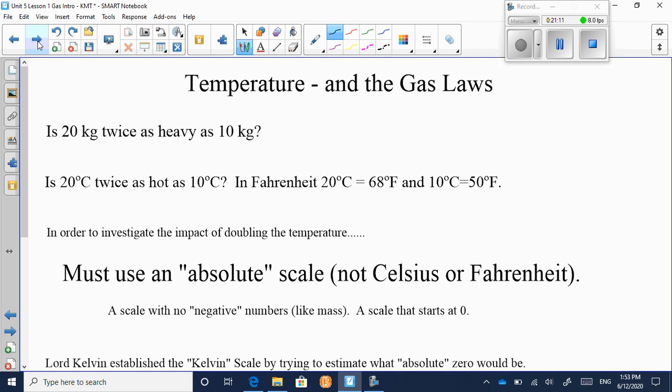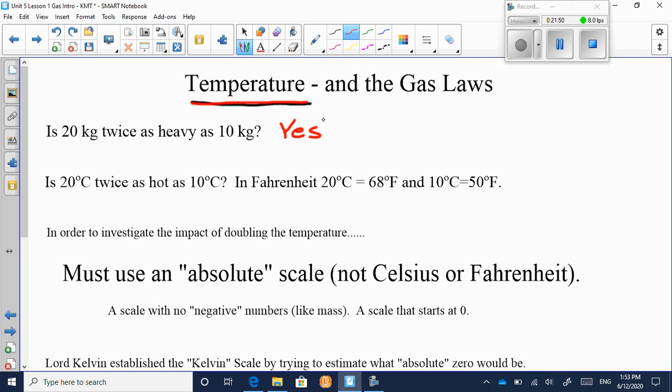Now, before we can get to the second gas law, I've got to talk a little bit about temperature for a minute, okay? Because the second gas law is going to involve temperature. And basically, the first question I have for you is, is 20 kilograms twice as heavy as 10 kilograms? Now, a lot of you may think about that for a minute and go, well, of course it is. And you're right, it is. The answer is yes. 20 kilograms is twice as heavy as 10 kilograms.